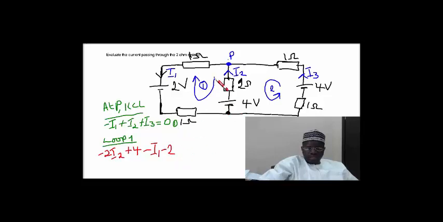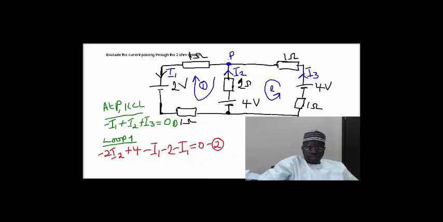Then coming to the 1 ohm here, it is opposing me, because my current inside the 1 ohm is coming this side while I'm moving this side. So my potential drop across this 1 ohm resistor is minus 1 times I1. So -2I2 + 4 - I1 - 2 - I1 = 0. This is equation number 2.